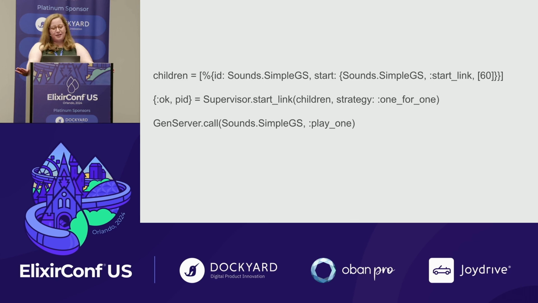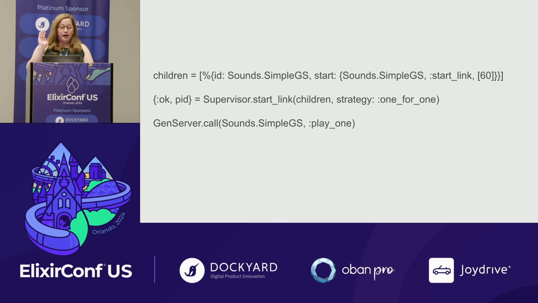Children. So this is our example, right? We're starting this without a callback module. So our children is just going to be this one child. We're using a simple gen server, and we're starting it with a tuple, the MFA, and then we start the link with the children that we defined and the strategy 1 for 1. In this case, it doesn't matter what strategy we have, remember, because it's all about the other children. We only have one child. So that returns an OK PID of the supervisor.